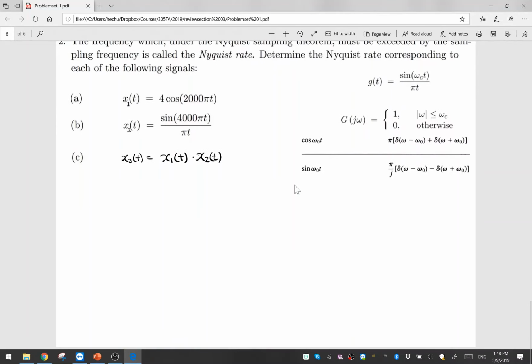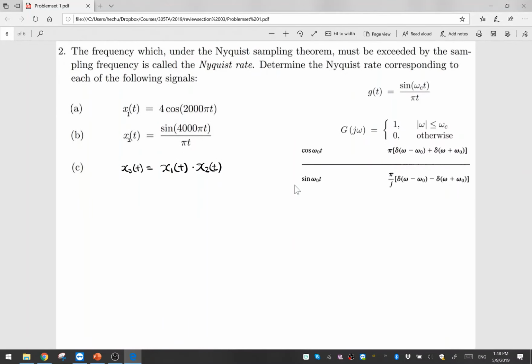I'm trying to do one example here. This is one modification from your homework problem. As I said, you have to have the lookup table. One table has one pair, this g(t) and this capital G(j omega). This is one pair. This is another pair. This is another pair. So you have the Fourier transformation of sinc function, cosine function, and sine function.